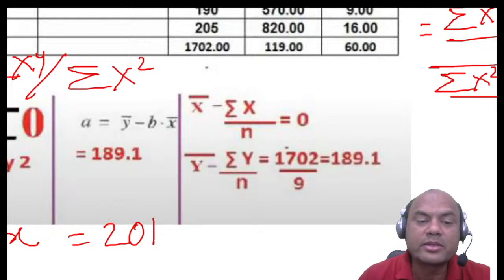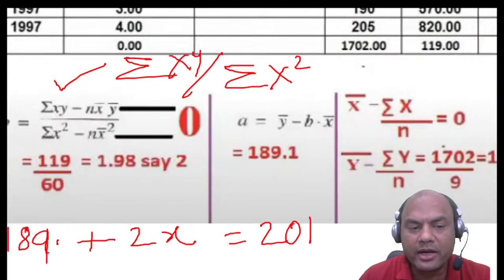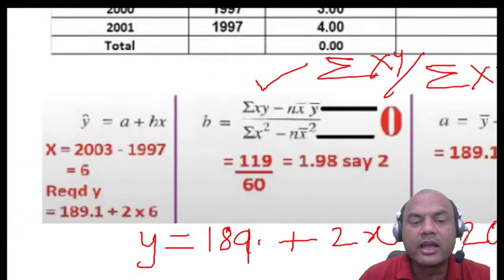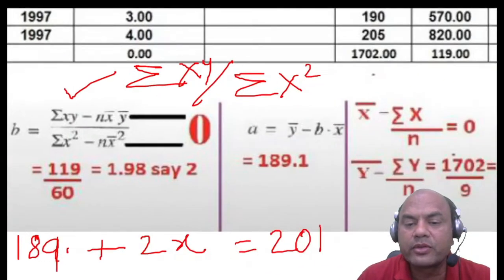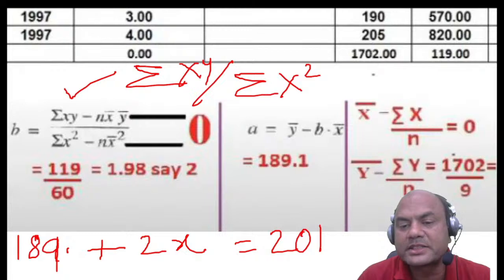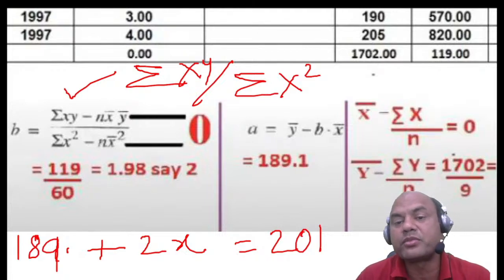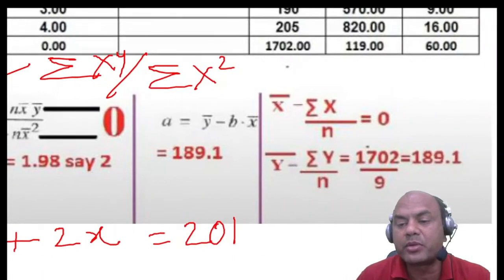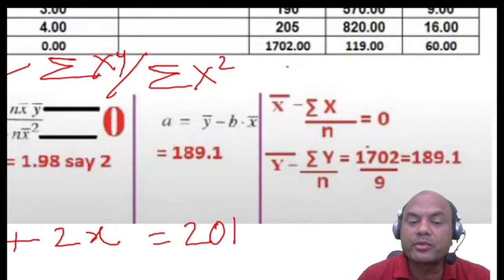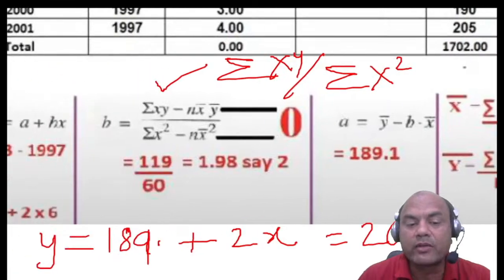So what does my equation become? Look at this now. a equals y bar minus b x bar. I want a, so I'll take bx on this side and apply bar to it. But x bar is 0. So a becomes y bar. What is y bar? Average of y. What is average of y? 189.1. So that's why a becomes 189.1. So now I have got the answer.